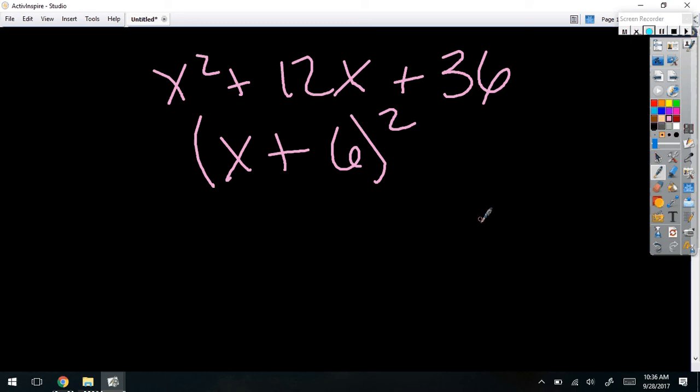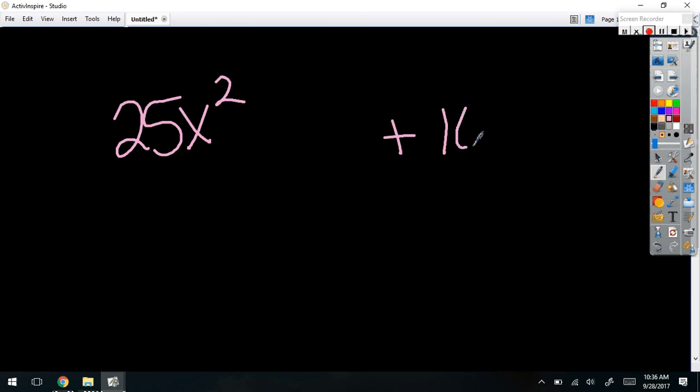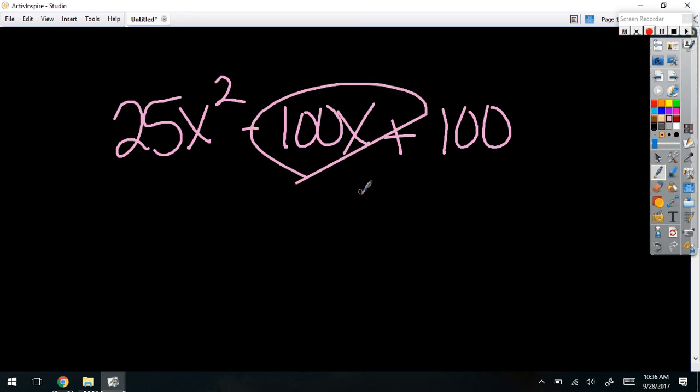Nah, I got it. Can we check our work with the box? You can. The problem with that comes in if I give you something like 25 x squared plus 100. 5 times 10 is 50. The bigger they get, if you put that in the box, you'd have to find two things that multiply to 2,500 but add to 100. So it gets bigger and bigger and bigger. It's easy if you can recognize the pattern right off the bat.